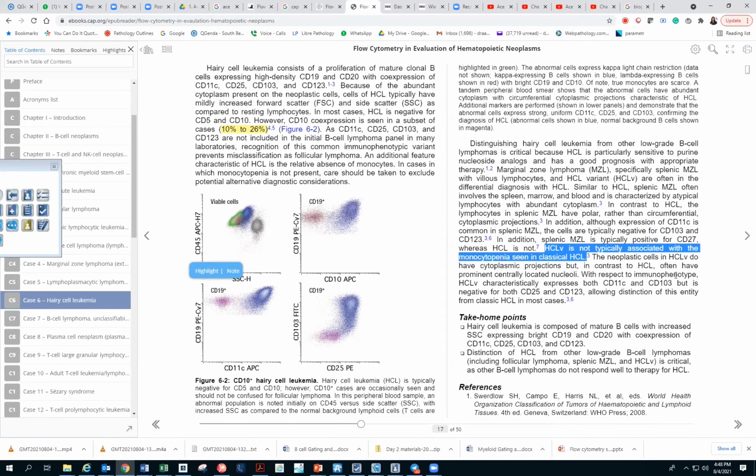The neoplastic cells in HCL variant do have cytoplasmic projections, but in contrast to hairy cell leukemia, often have prominent centrally located nucleoli. With respect to immunophenotype, variant will express both CD11c and CD103, negative for CD25 and CD123, allowing distinction of this entity from classic hairy cell in most cases. Take-home points: composed of mature B cells, bright CD19, CD20, co-expression of all these. Distinction is critical.